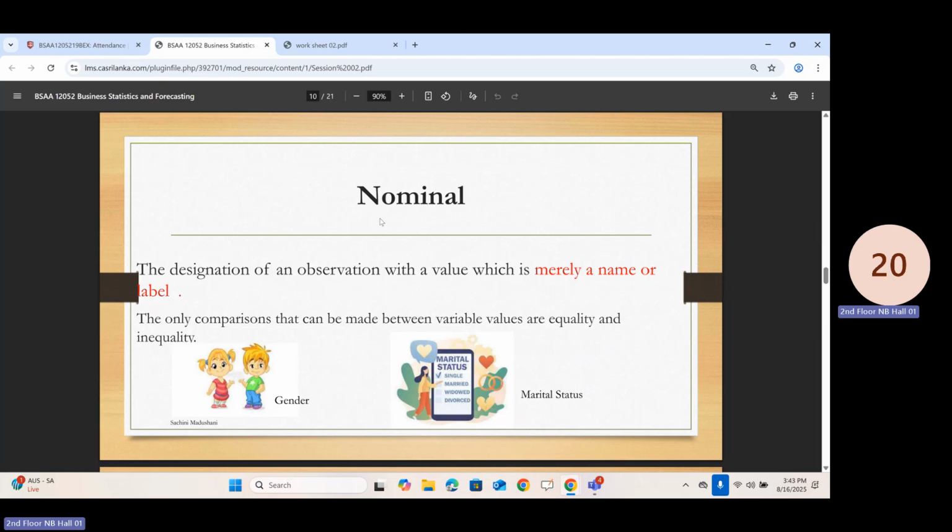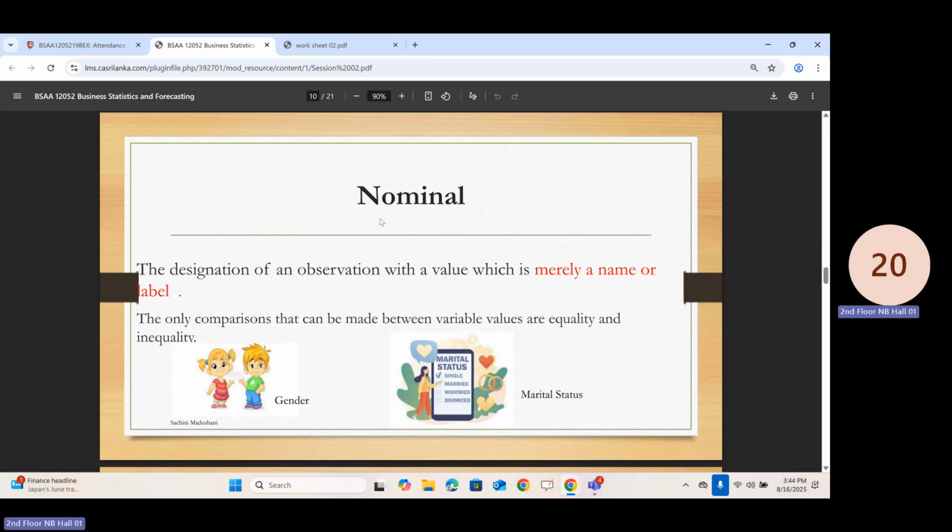Here we can identify how many female students are there, how many male students are there. We can get the count of each category. It's clear. These kinds of variables we call nominal scale variables. Understood? Marital status is also a nominal scale variable. Married, unmarried, we can label it, then we can get the count. How many married, how many unmarried. It's clear?